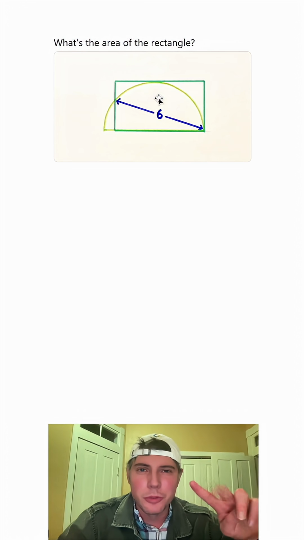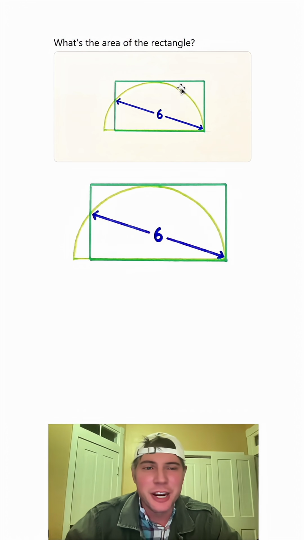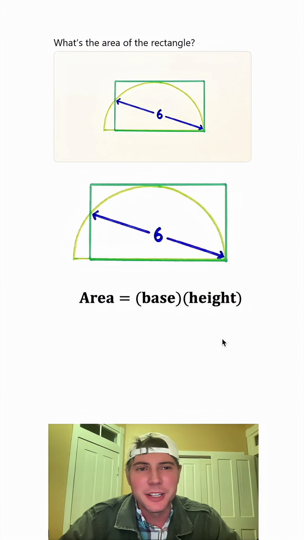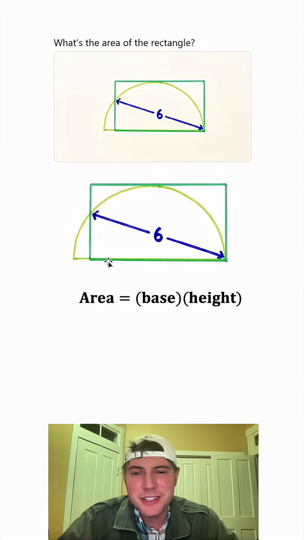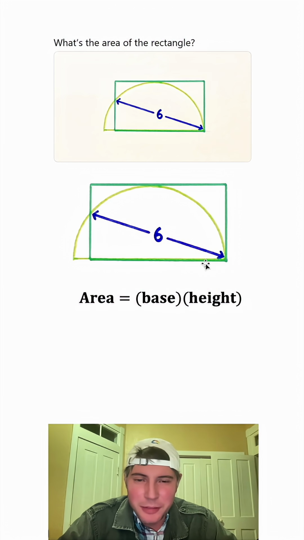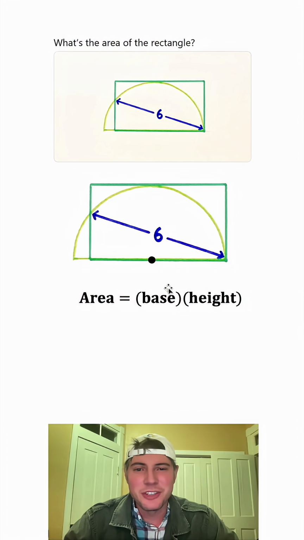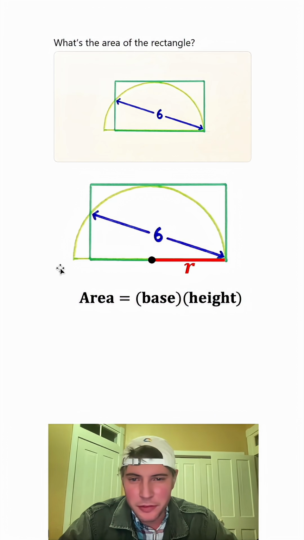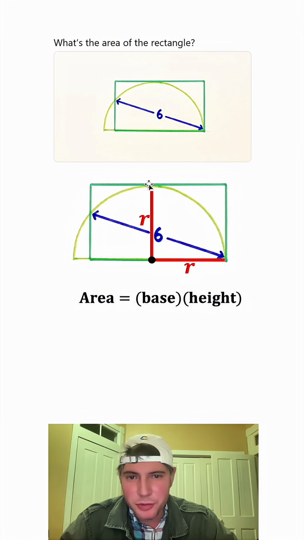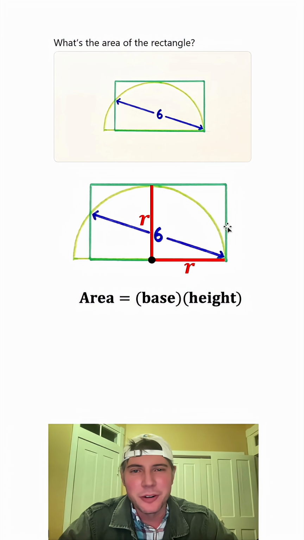3, 2, 1. The puzzle's asking for the area of the rectangle, so let's write out that formula. The area of a rectangle is base times height. So we just got to figure out what is the base and what is the height. First, let's find the center of the semicircle and draw this radius. That's part of the base. And then we can draw this radius of the semicircle. That'll be the height of our rectangle.